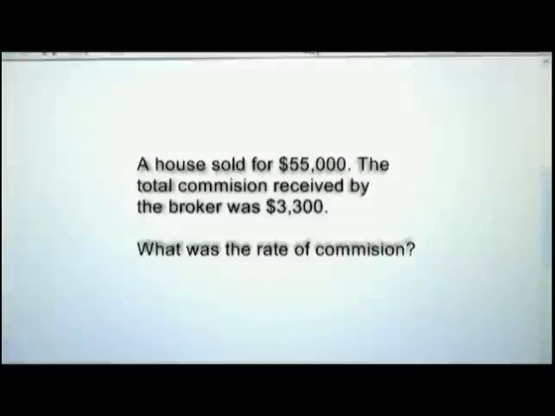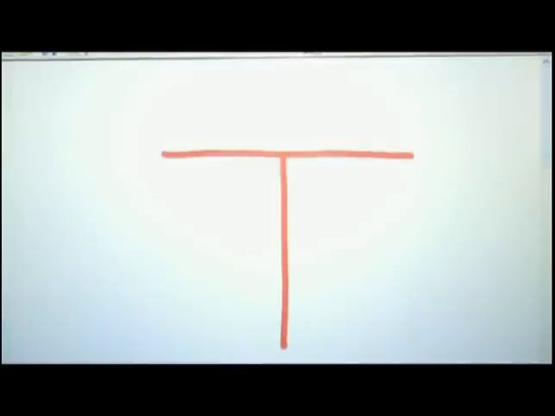Problem number 2 on our math practice says, a house sold for $55,000. The total commission received by the broker was $3,300. What was the rate of commission? If I look at this problem, I have the key components of a T. I have a smaller number, a larger number, and a percent or rate. So I'm going to use my T formula to figure this problem out.